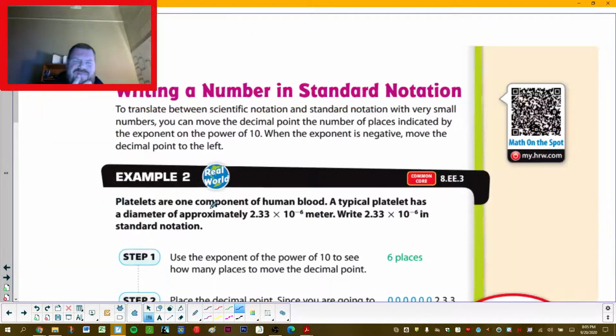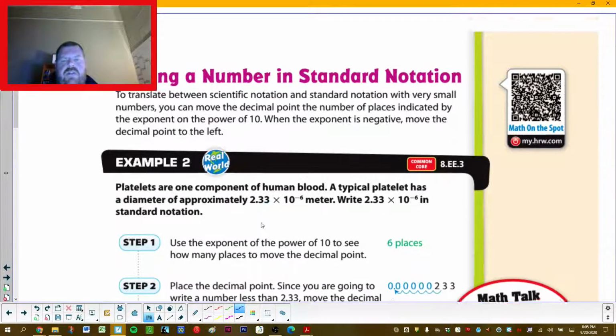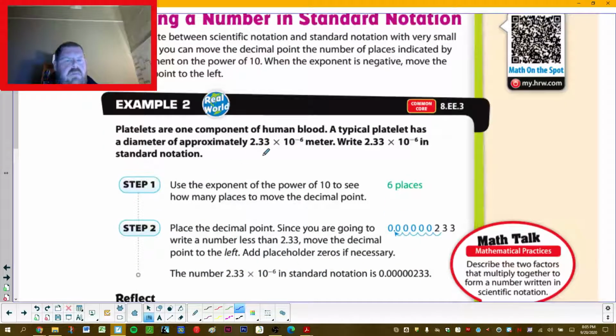Let's move on. Writing a number in standard notation. Again, we want to be able to go both directions here, not only write something in scientific notation, but also take it out of scientific notation. So here we're talking about platelets, 2.33 times 10 to the negative 6. So I've got 2.33, and I'm going to move the decimal six places.